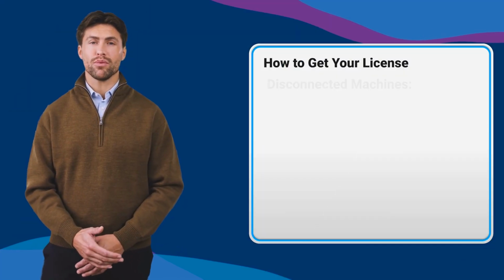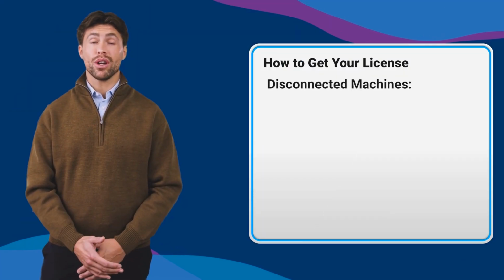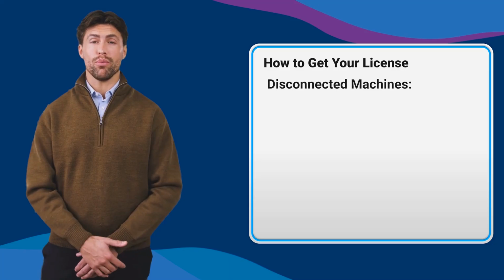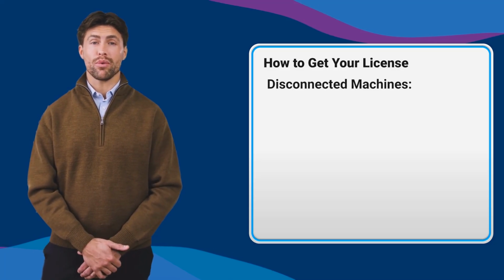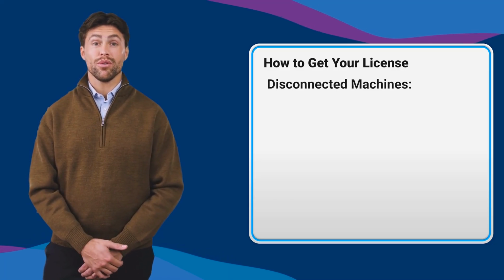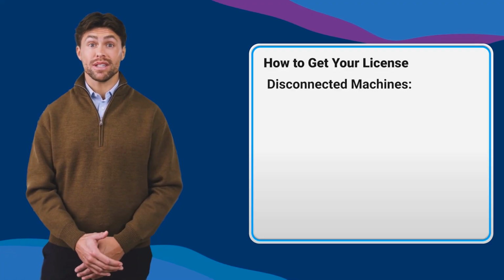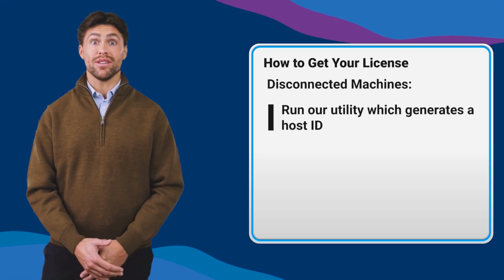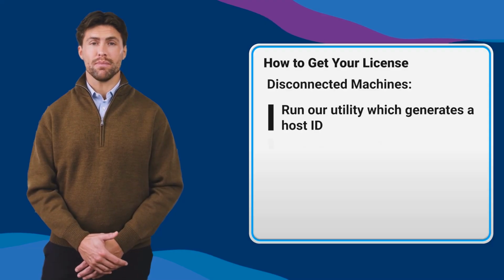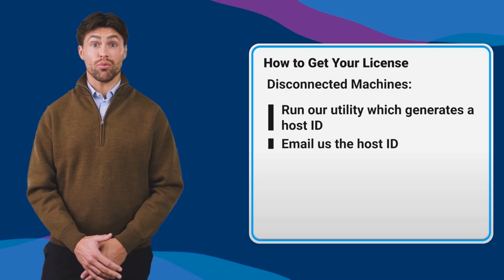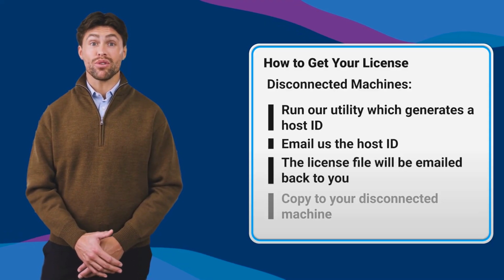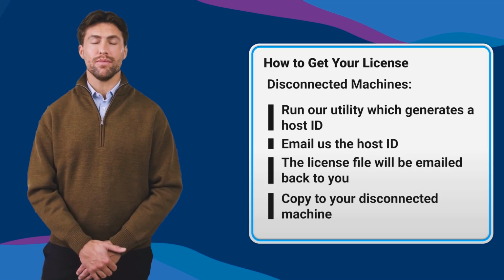Finally, we provide for disconnected machines, which are not connected to any internal RLM local server, external RLM cloud, or activation server, but are completely disconnected from online services. In that case, you will run our utility to generate your host ID, email us the host ID, and we will email back your license file for you to copy to your disconnected machine.